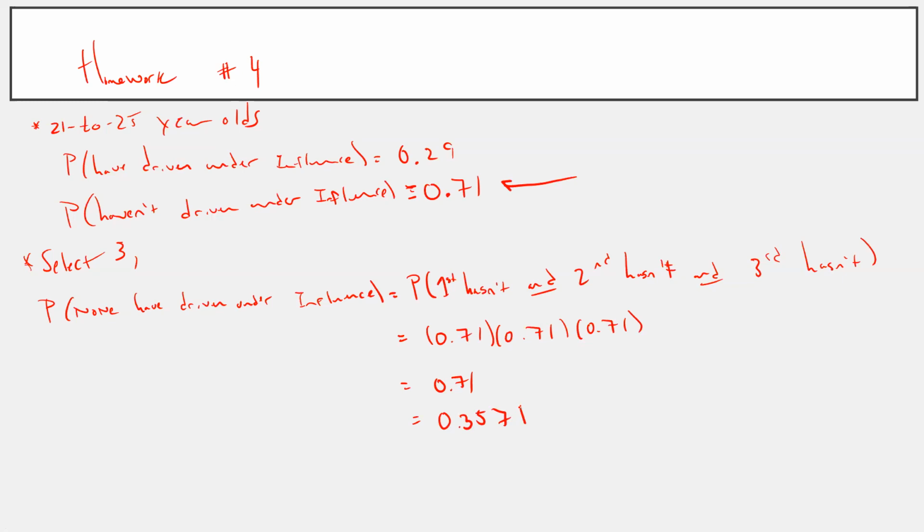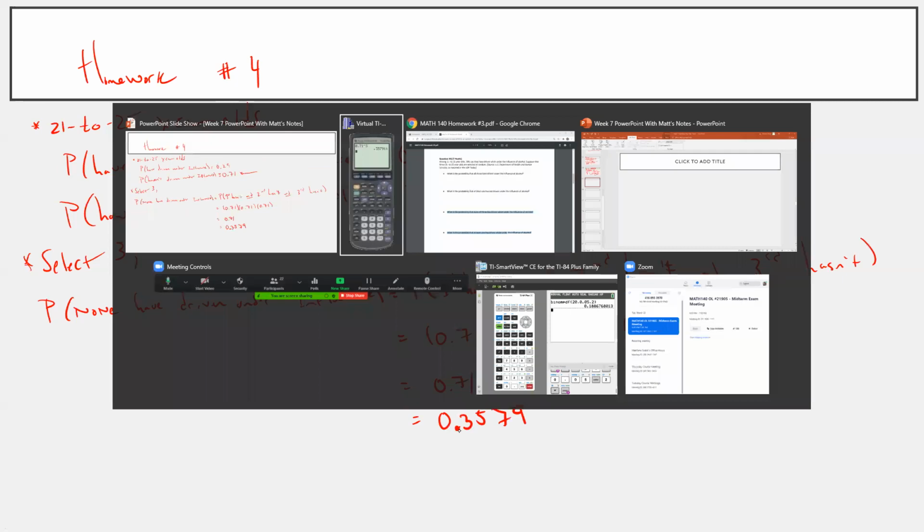So I forgot who asked the question, but was it just figuring out the 0.71 that gave you a little trouble? I think it was the rewording. It's a little weird. And while we're here, why don't we just look at number four?